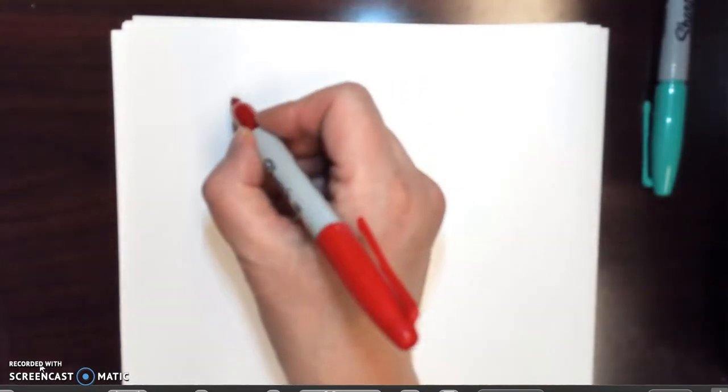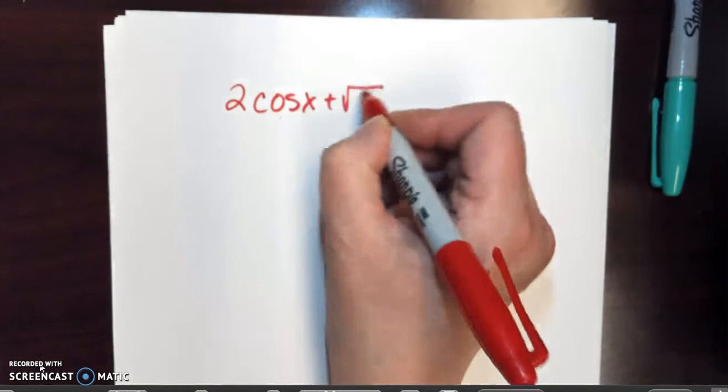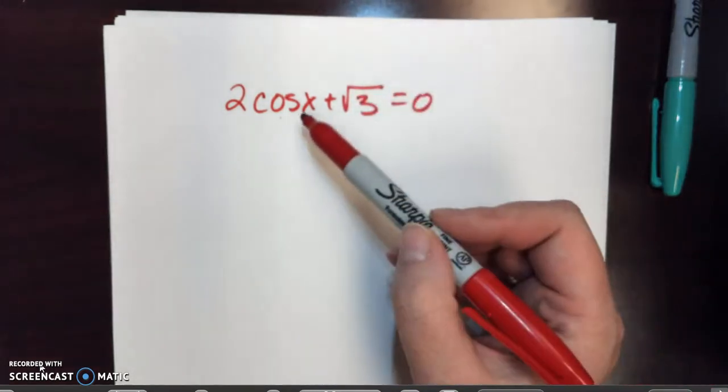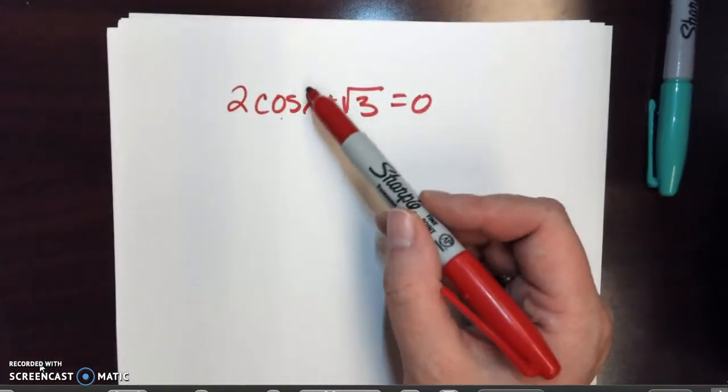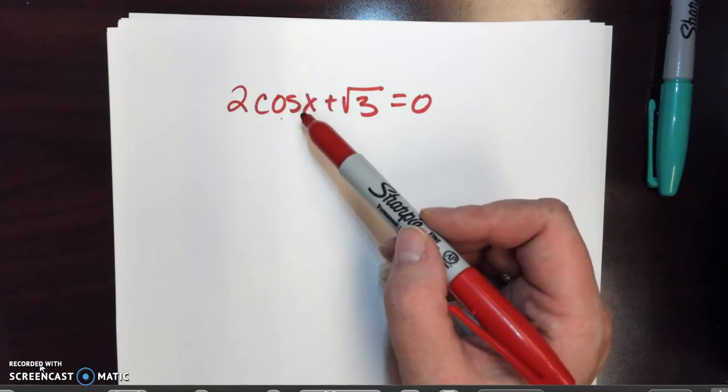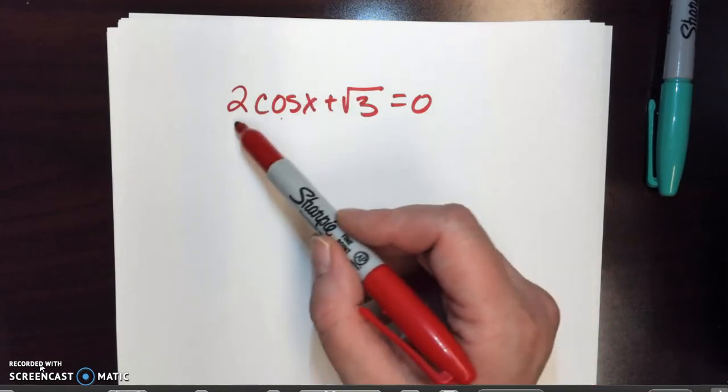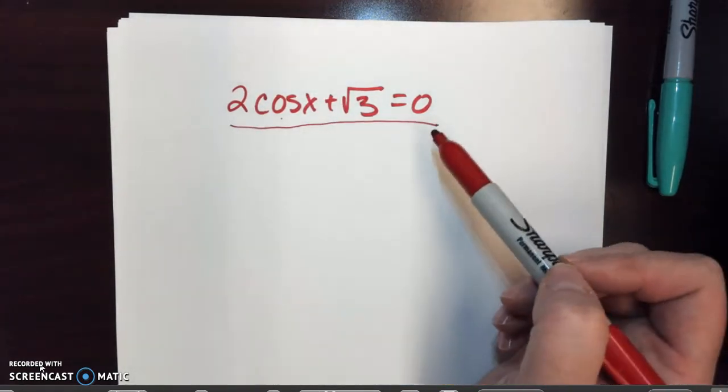Okay, we're going to do a few problems and then I'm going to give you a few problems for homework. So the first one is 2 cosine of x plus the square root of 3 equals 0. And this is actually asking you to solve for this x value. There's some angle that I can put into here that will make this whole statement true.